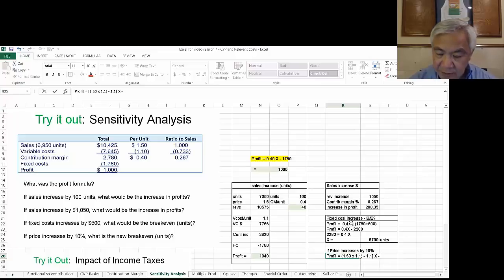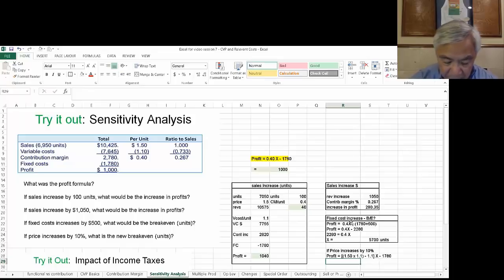variable costs, or the fixed costs are the same, 1780. And just to clean it up, I want to make sure I have braces and brackets and all in the right places. Now, profit, and let's set that to 0. Break even is 0. So 0 equals 1.65 minus 1.1 is the contribution times x minus 1780. So I'm going to clean up my parentheses here.